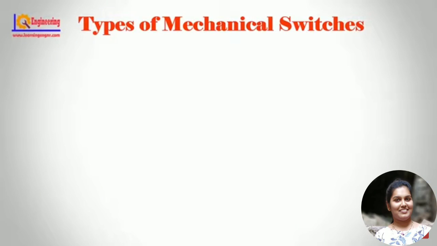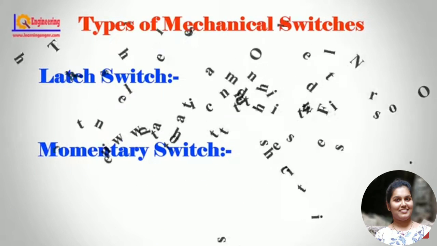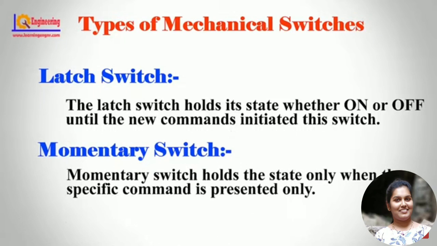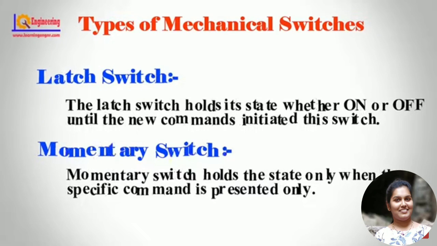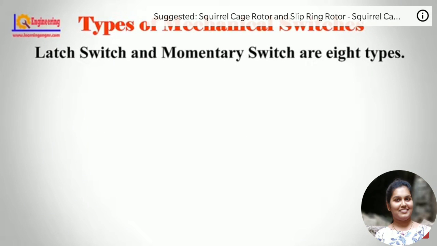There are 2 types: latch switch and momentary switch. The latch switch holds its state, whether on or off, until a new command is initiated. And the momentary switch holds the state only when the specific command is presented. Latch switches and momentary switches are of 8 types.